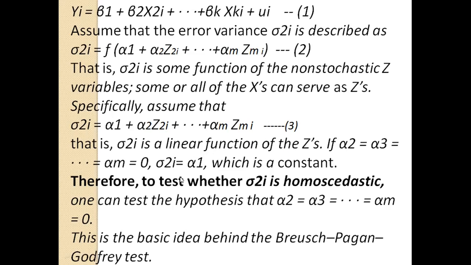Here, the variance of the error term is equal to alpha 1, which is a constant, which does not change over a period of time. Am I right, dear students?